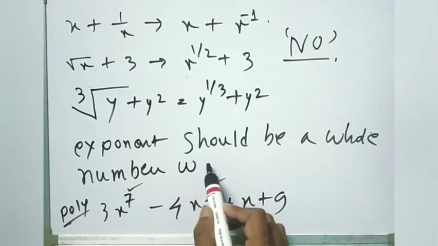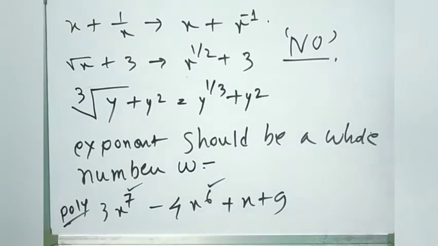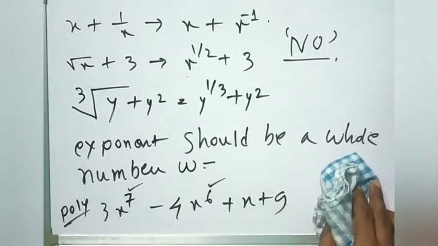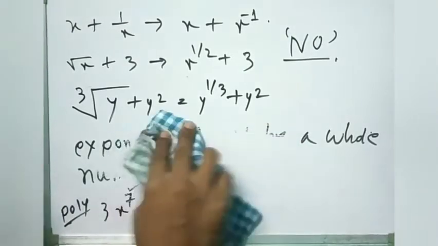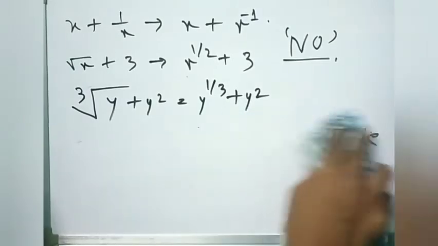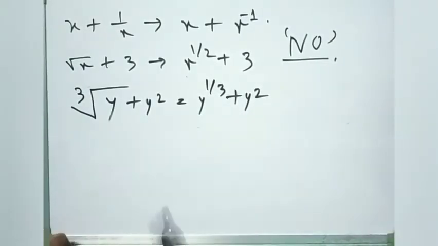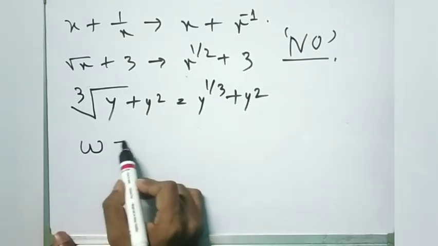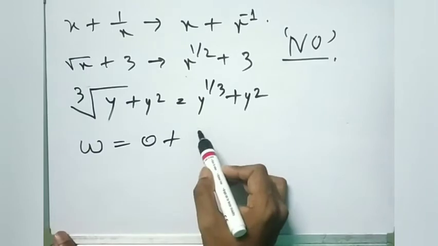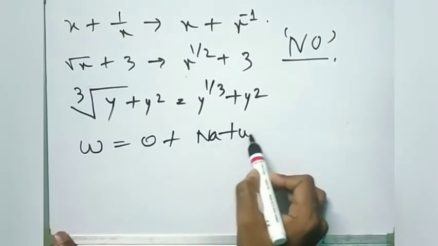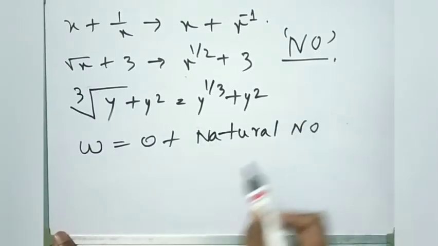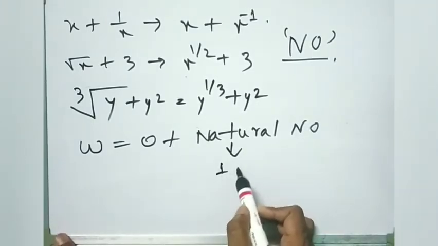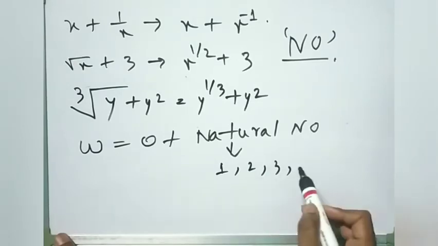Just write down in your notebook. Whole numbers are represented by W, and they are defined as 0 plus the natural numbers. So what do you mean by natural numbers? Natural numbers means the counting numbers starting from 1, 2, 3, and so on.